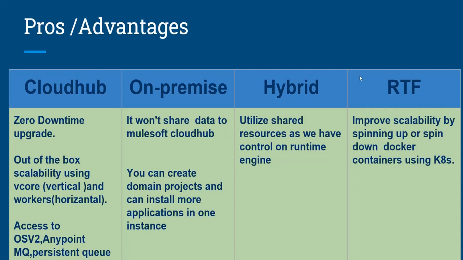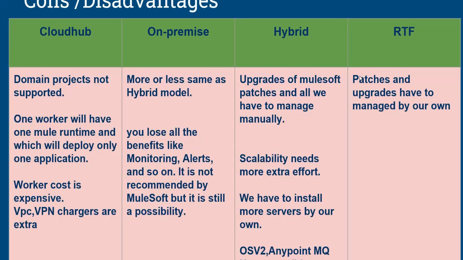So what are the few disadvantages or cons? In CloudHub, the main disadvantage is that domain projects are not supported, because shared domains are not available in CloudHub, and one worker will have one Mule runtime which will deploy only one application. One worker, one application. We cannot deploy more applications in one worker. And worker cost is also expensive. VPC and VPN costs, if you want to take them, are extra charges and very high cost. But what are the disadvantages of on-premise?